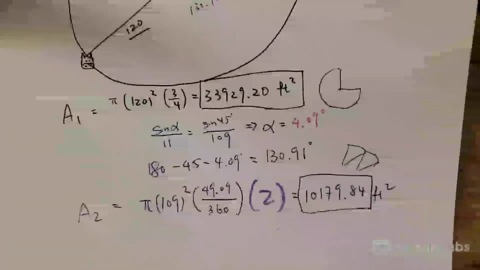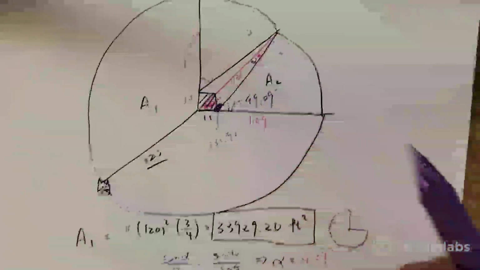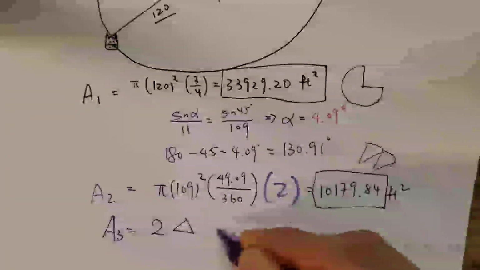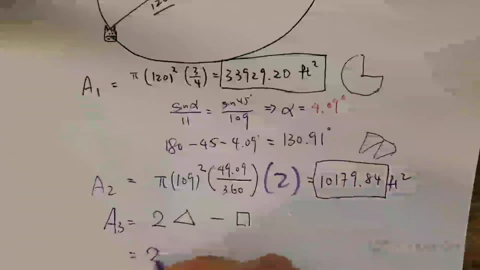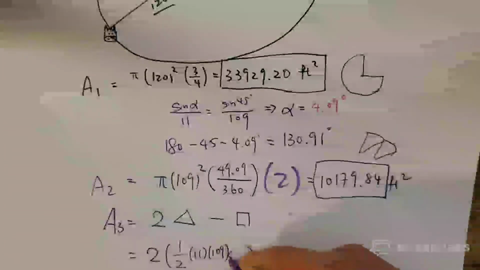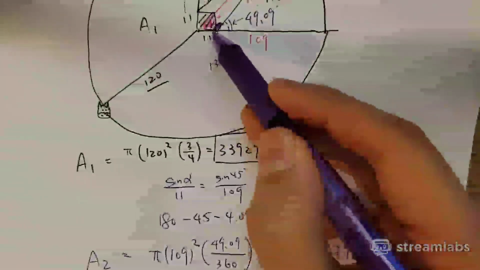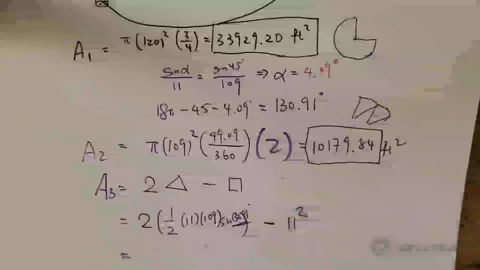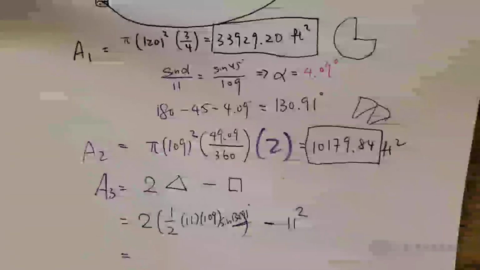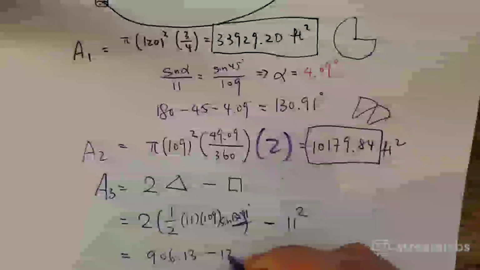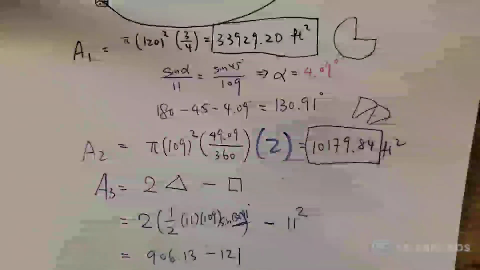Okay. Now finally, I'm going to do the triangle here. Okay. So I'm going to do two triangles. A3 is equal to 2 triangles minus the square. Okay. So the sine, because this is the angle that is in between, right? 11 square. Okay, which is just 906.13 minus 121.